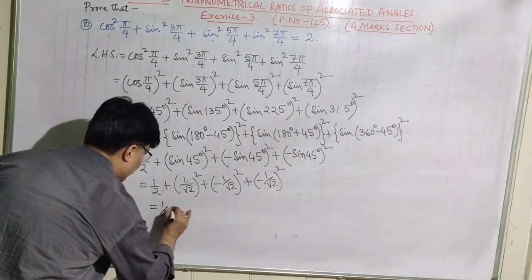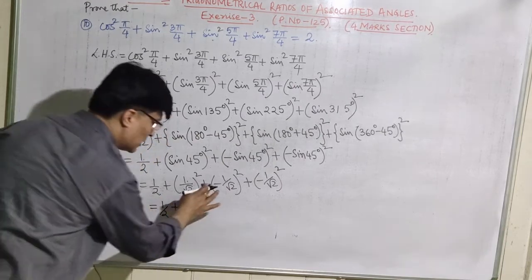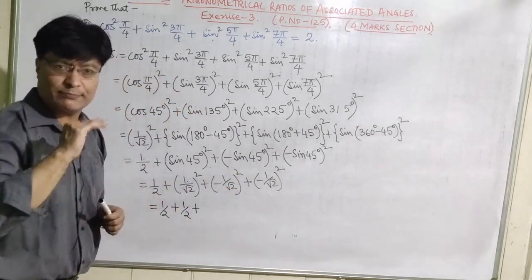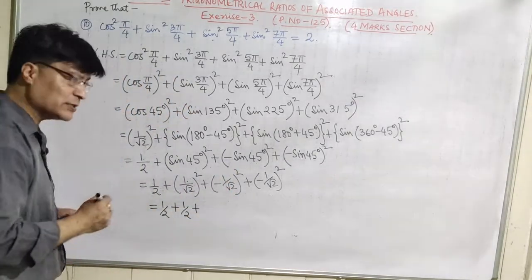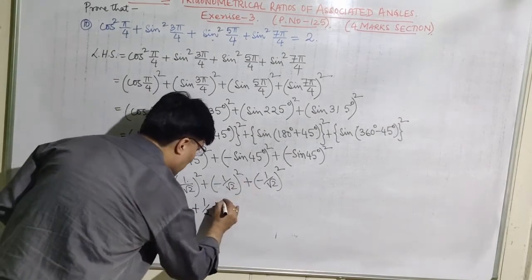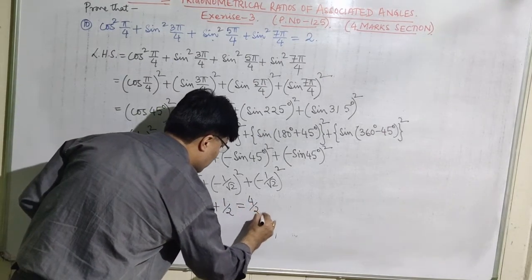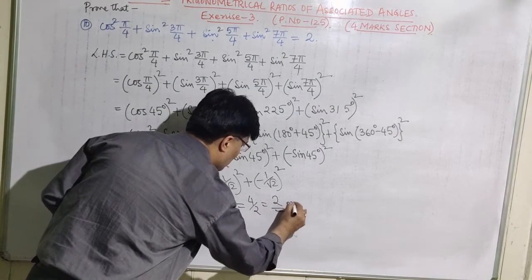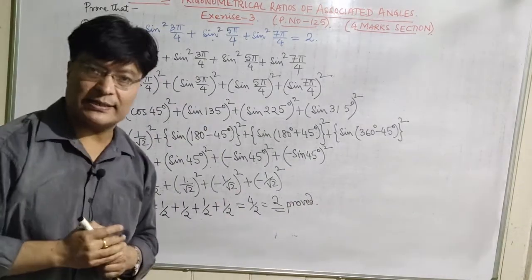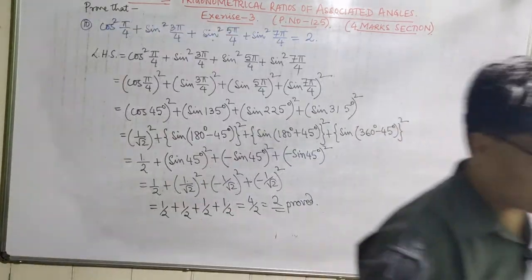Which is equal to half plus, what is 1 by root 2 whole square again? It is half plus, now minus whole square, you know that if minus is multiplied twice, minus into minus is plus. So it is 1 by 2 plus, this is also minus whole square is plus, 1 by root 2 whole square is half. So we can add them, half plus half plus half plus half, that is 4 by 2, which is equal to 2. That is proved. So we have proved that this left hand side is equal to right hand side, which is equal to 2. So you can copy it. Now we'll do the next question.